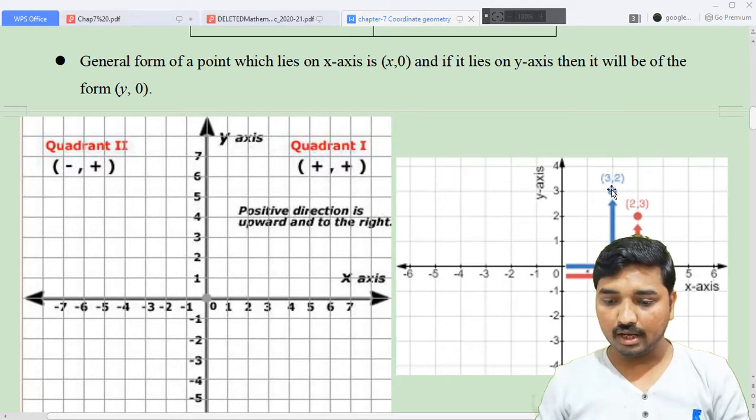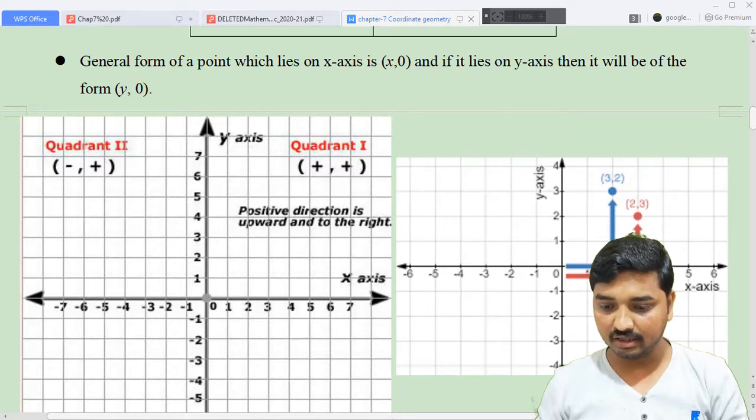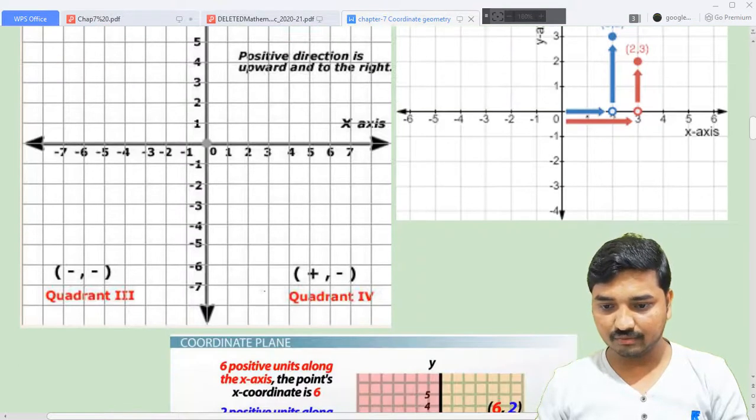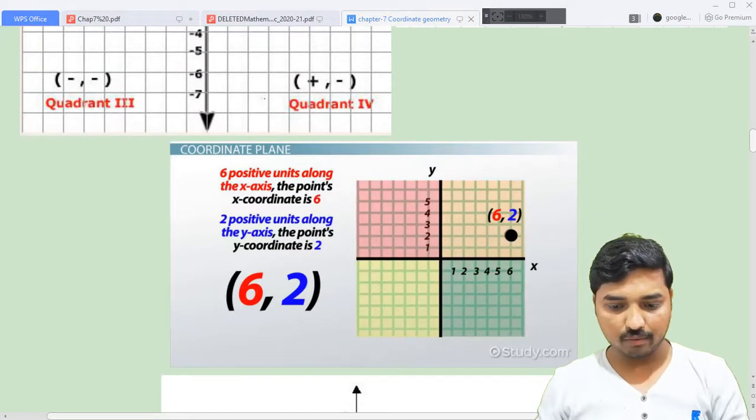Now at this point, if you draw two lines like this, the line which is perpendicular to the x-axis will meet here. Actually, this is 2 on the x-axis. Now I think this is 3 comma 2, 2 comma 3. I think it's difficult to understand in this figure, so that's why I will move on to the next figure.